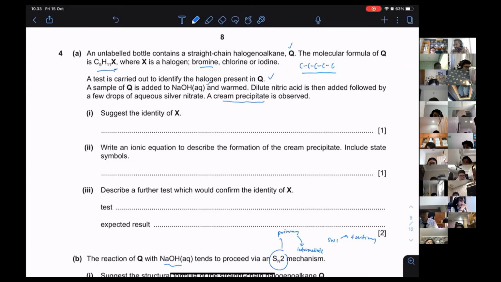Normally they will do a test. They add sodium hydroxide and warm, and then they add dilute nitric acid followed by aqueous silver nitrate. The moment you see dilute nitric acid and aqueous silver nitrate, this is basically trying to find out what X is. They found that a cream precipitate is formed. Now, if it is a cream precipitate, Catherine, can you tell us what the identity of X is? Is it bromine, chlorine, or iodine?